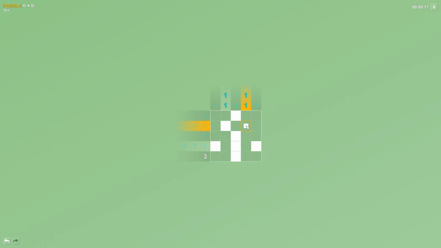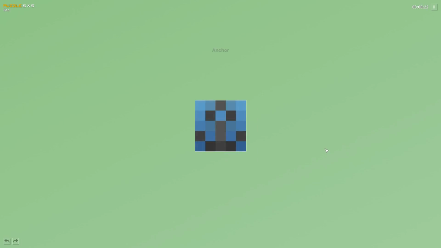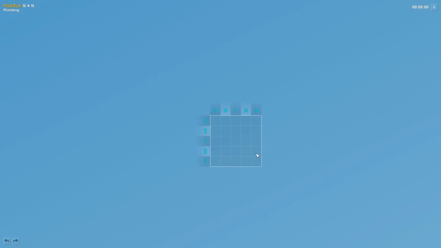Alright, so 1, 1, and 1, 1. A flower. No. What is it? It's a smiley face? An anchor. I thought it was a flower. I guess I can see an anchor, sort of. That one's hard to make out a little bit.